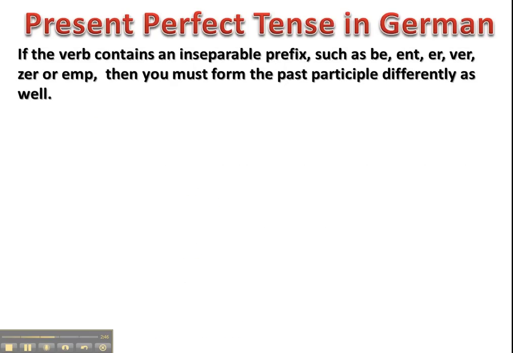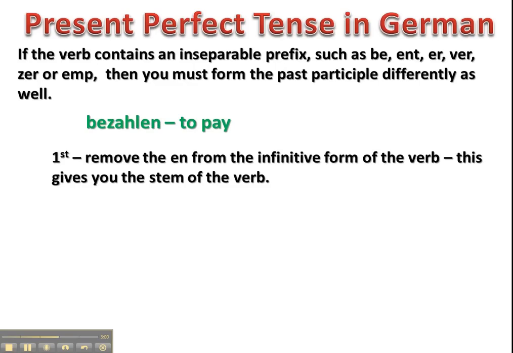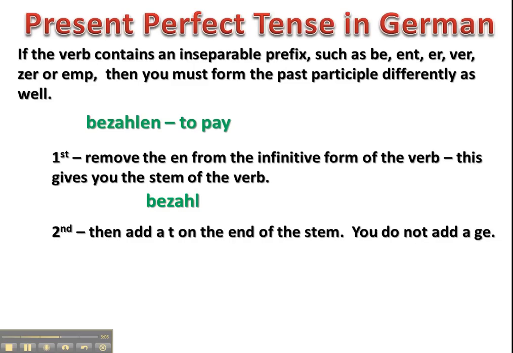Some verbs contain inseparable prefixes. Some examples of these are be, ent, er, ver, zer, or emp. If that is the case, you must also form the past participle differently. Bezahlen means to pay. So you remove the en from the infinitive form. Then you add a t to the end, but you do not add a ge to the front, and you get bezahlt. Ich habe dafür bezahlt. I paid for that.